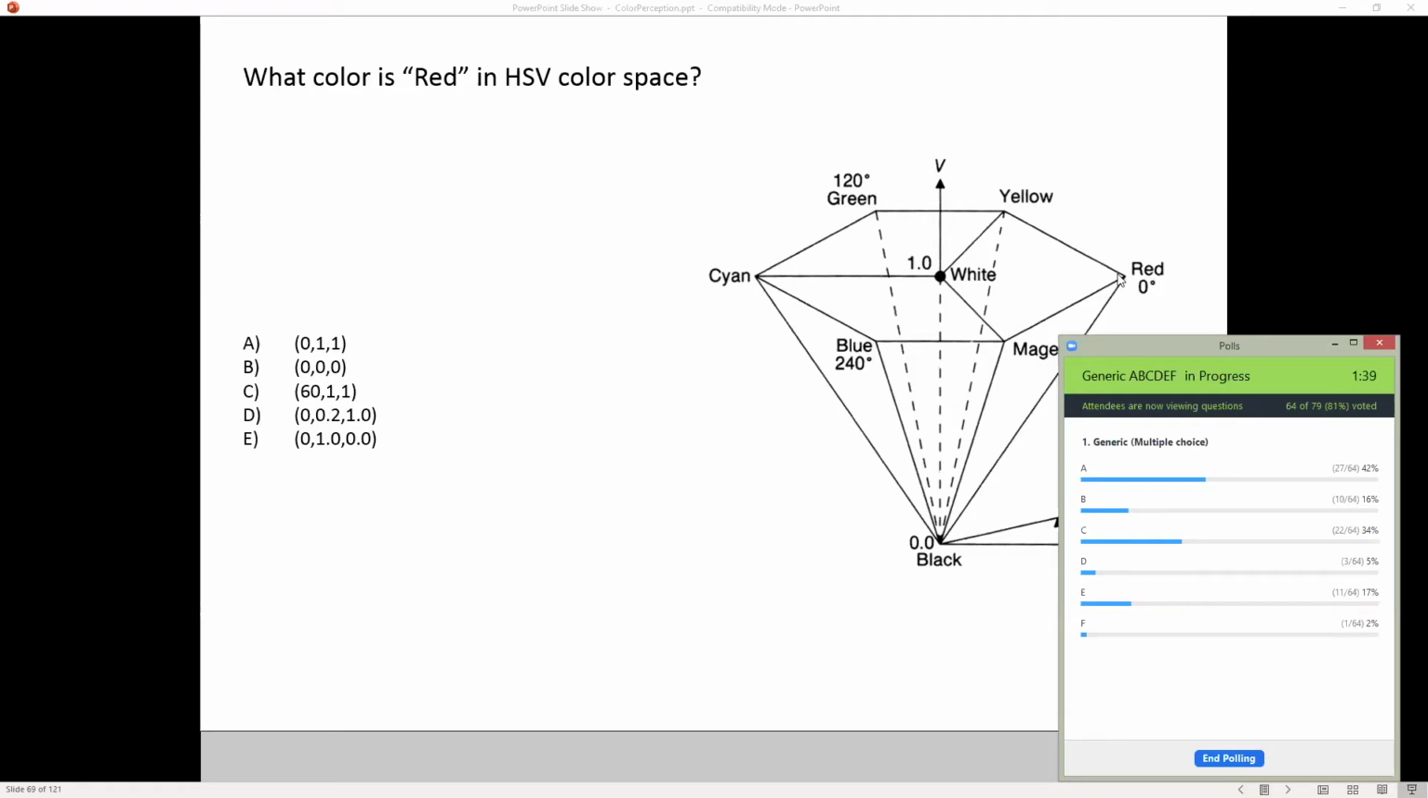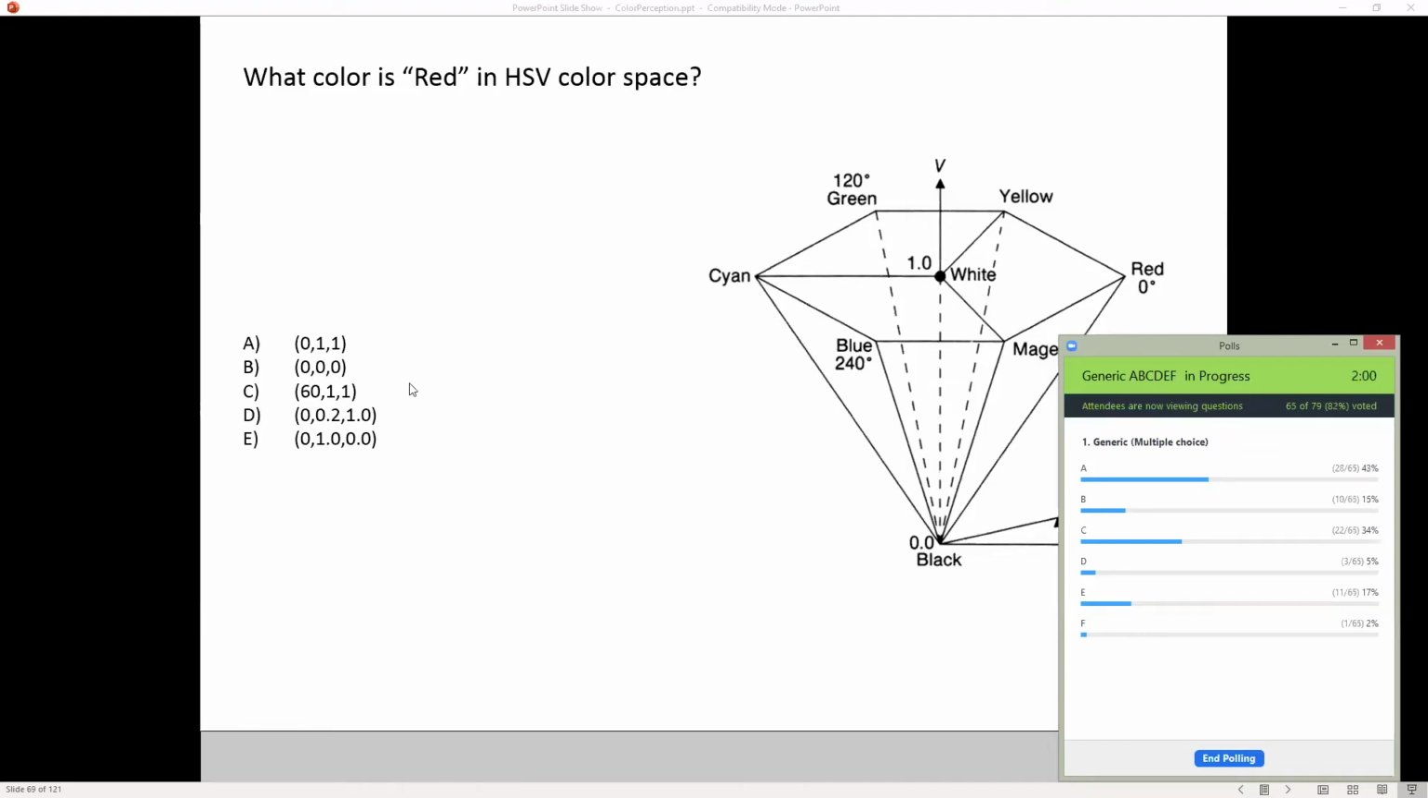But let's look at some of the other popular answers. So C was almost as popular. So this was 60, 1, 1. So this will be a hue of 60 degrees. So that would be in this direction. And then 1, 1, again, at the top outside edge. So this will be this point here.